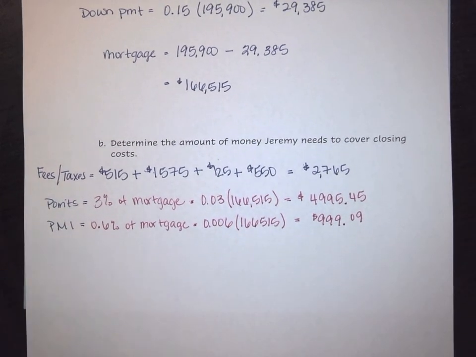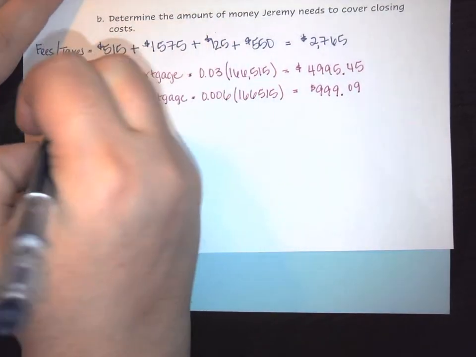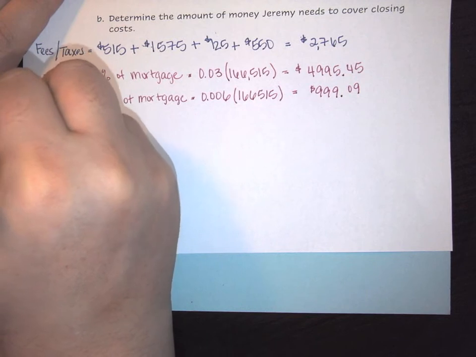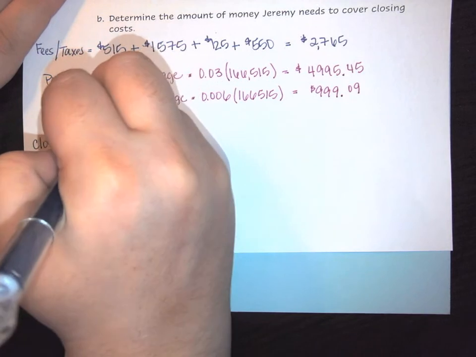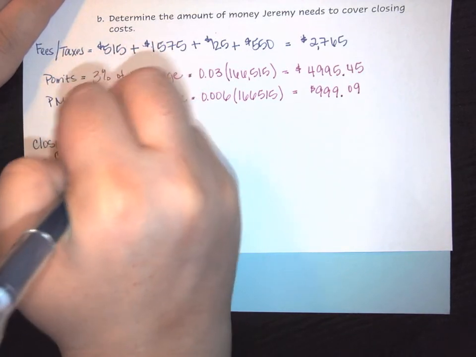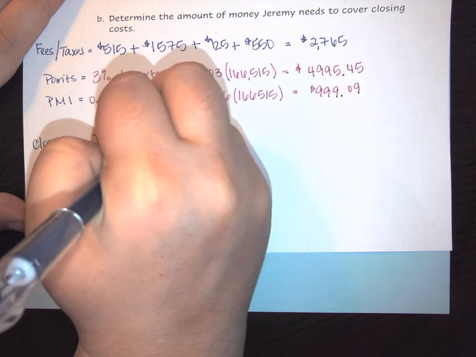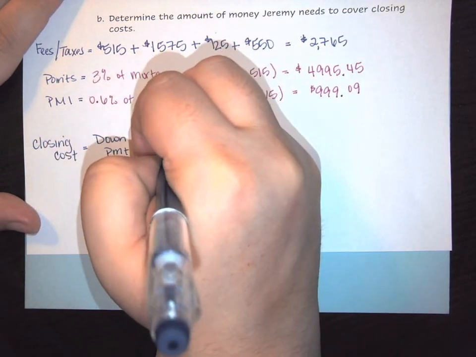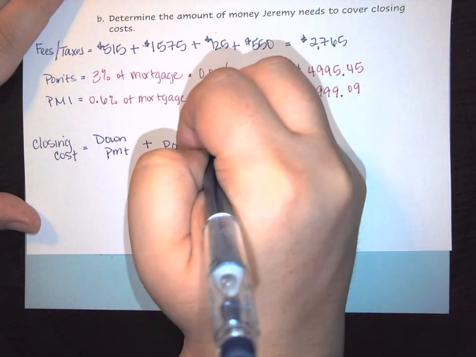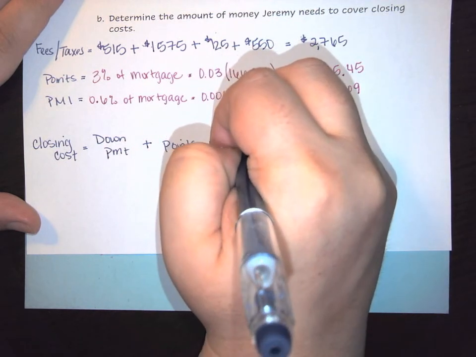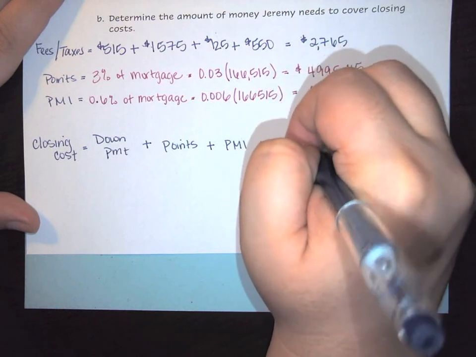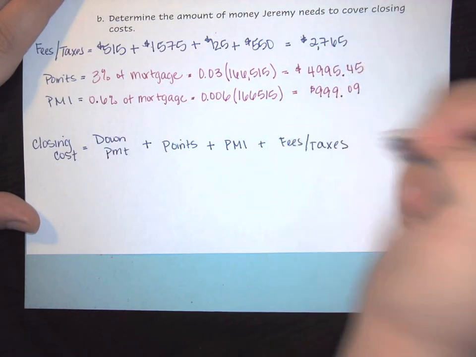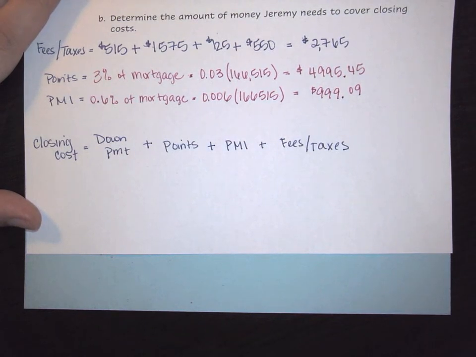Okay, so when we're looking at all of this, we have to calculate the total amount. So essentially your closing cost is going to be your down payment plus your points plus the PMI plus your fees and taxes. So we have to add all of that up together.